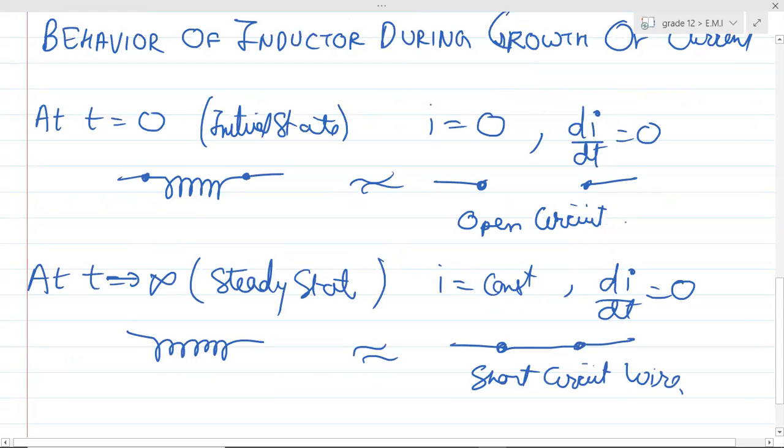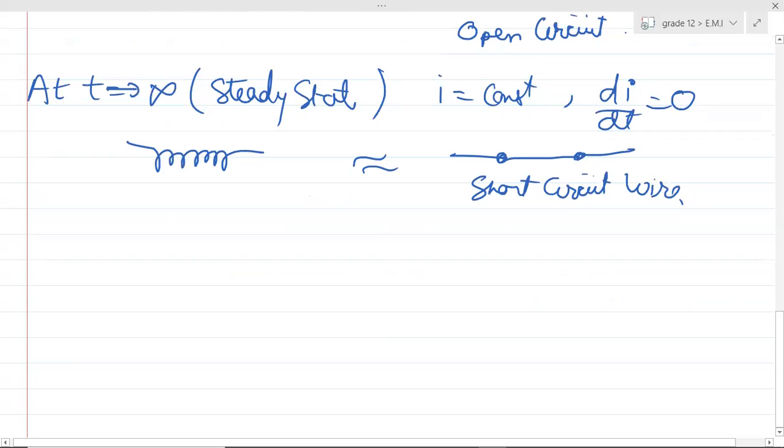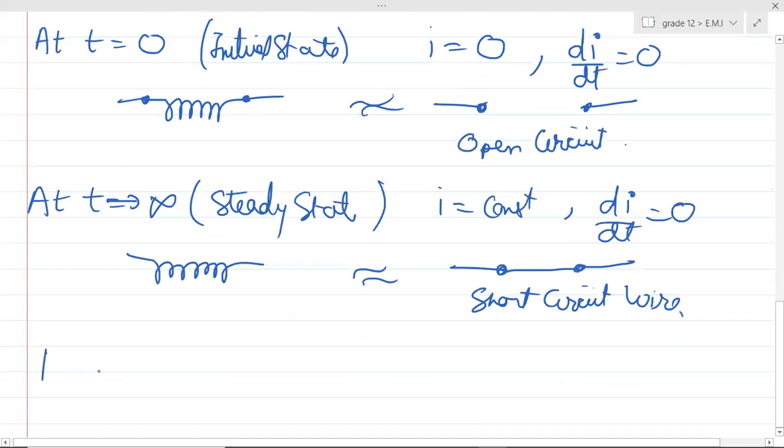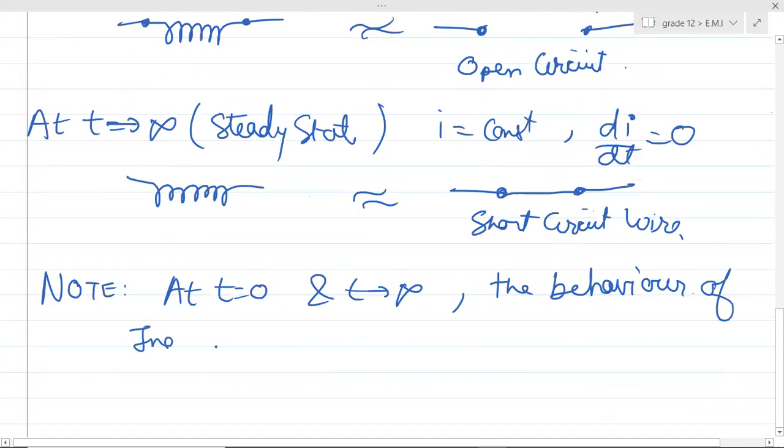A very important note, please remember, the capacitor was doing just the opposite of this. The capacitor, initially it was not letting any current flow, but as soon as it was getting charged, then it was letting current flow through it, right? So please remember, note, at t equals to 0 and t tending to infinity, at the initial state and the steady state, the behavior of inductor is just opposite of a capacitor.